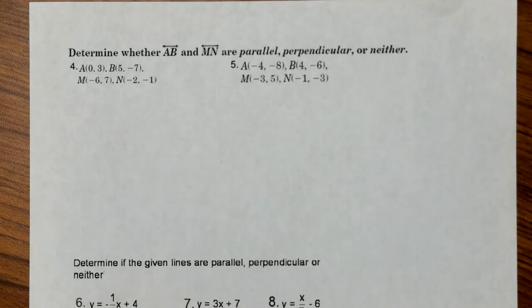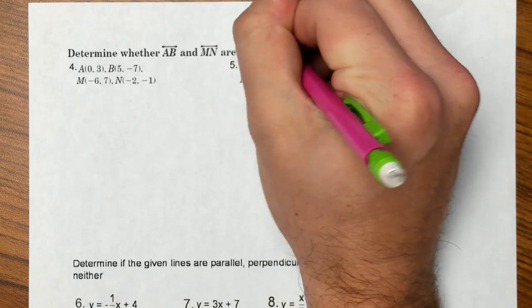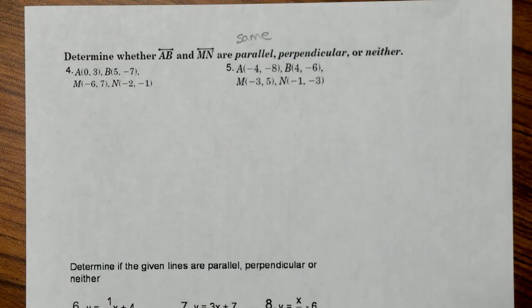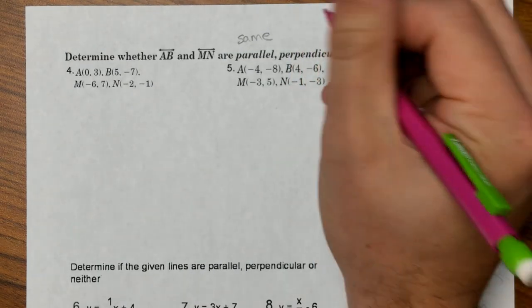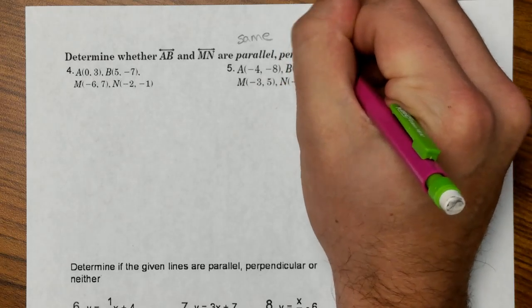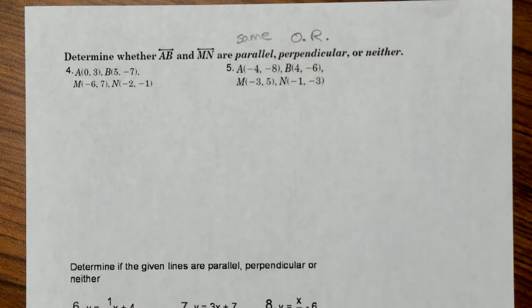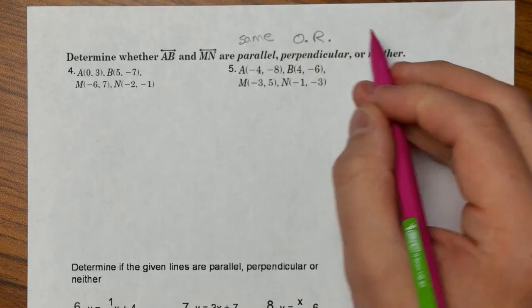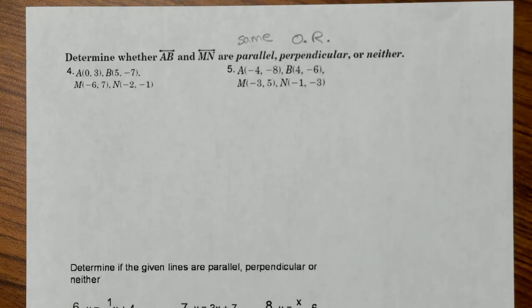We are going to look at determining whether this line is parallel, perpendicular, or neither. Well, if it's parallel, I will have slopes that are the same. If I have slopes that are perpendicular, it means they are opposite reciprocals. If they're neither, that means they aren't the same and they aren't opposite reciprocals.